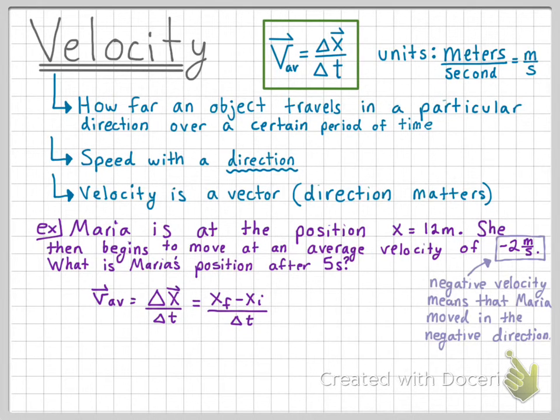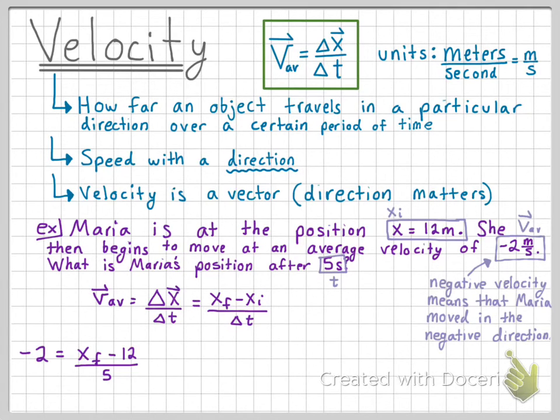Rereading this problem, let's label the particular variables. Maria is at the position x equals 12 meters, so we know that this is her initial position. She then begins to move at an average velocity of negative 2 meters per second, so we know that this is her average velocity. And then we want to find her position after 5 seconds. So we know that time is 5 seconds. So let's plug these variables into our equation, and we end up with this equation with one unknown.